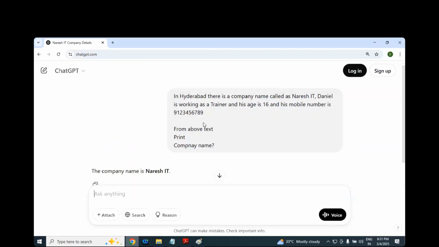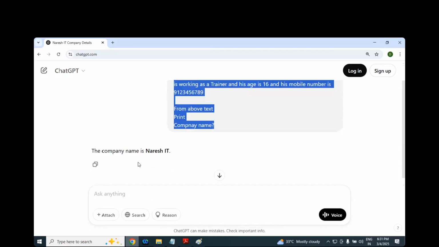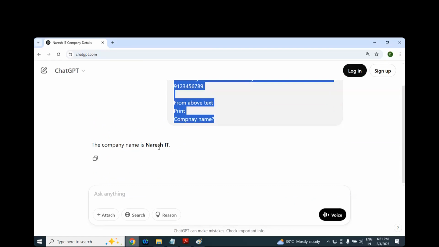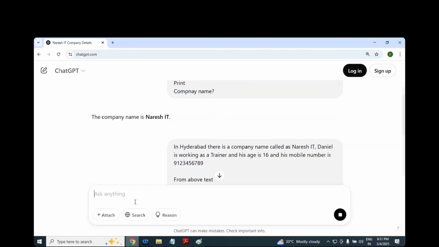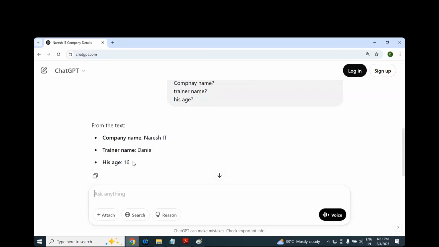I wanted to print all these. See, what is the answer it is giving? It is processed very quickly. Not only company name, trainer name. To the company name I gave the wrong spelling actually. His age actually. It's okay. Mobile number.